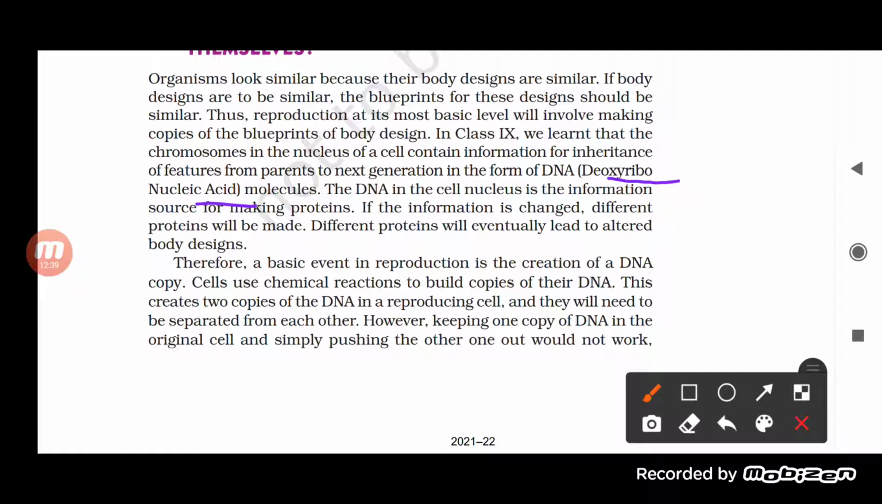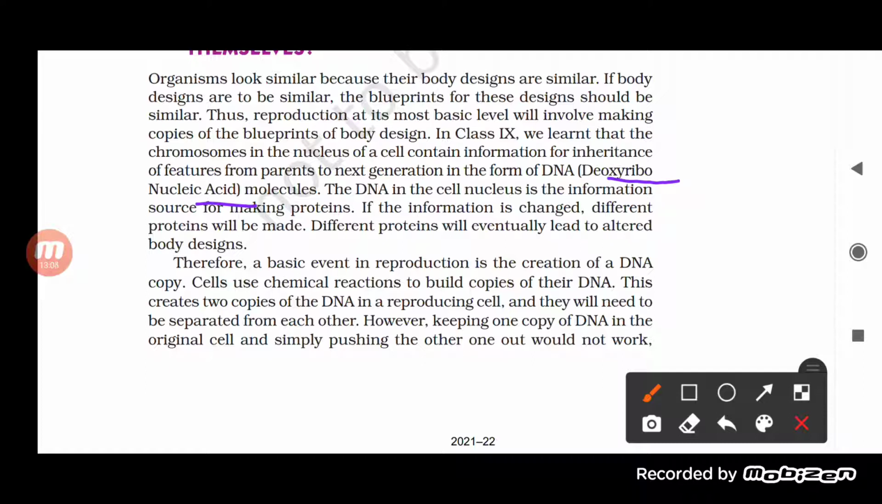This DNA molecule is carrying the information in the chromosome. The DNA in the cell nucleus is the information source for making protein. Actually, how does DNA help? This information carries details regarding the type of protein to be made.